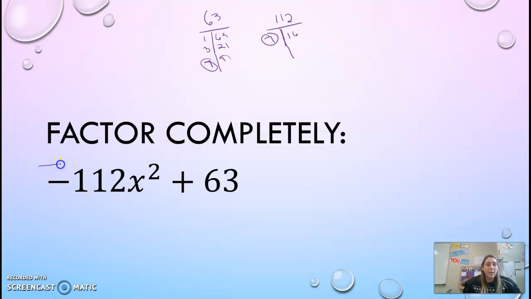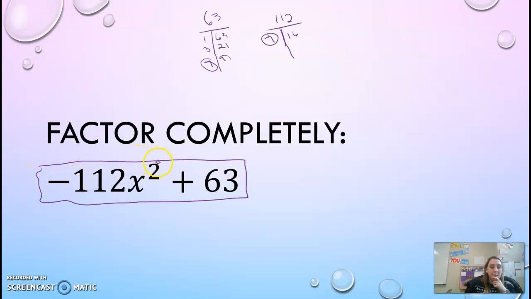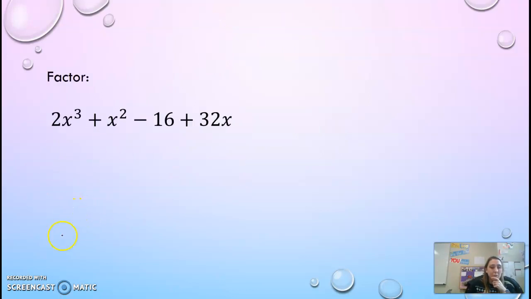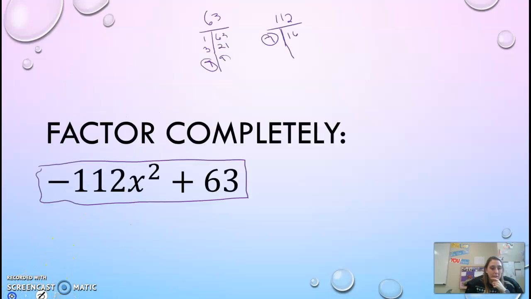All right, so now I have my greatest common factor box. Okay, so we are going to factor out. So we know it's going to be 7. Now we just have to ask ourselves, is it a positive 7 or a negative 7?